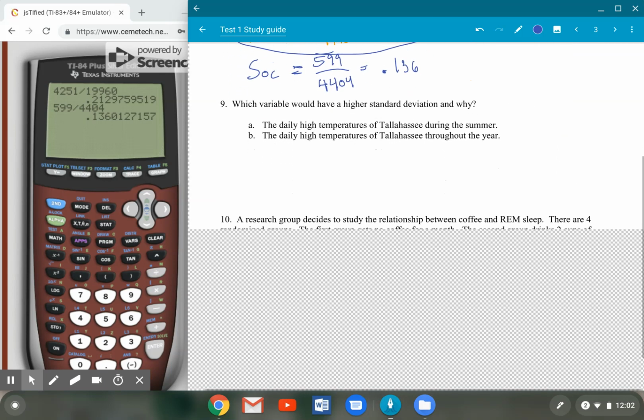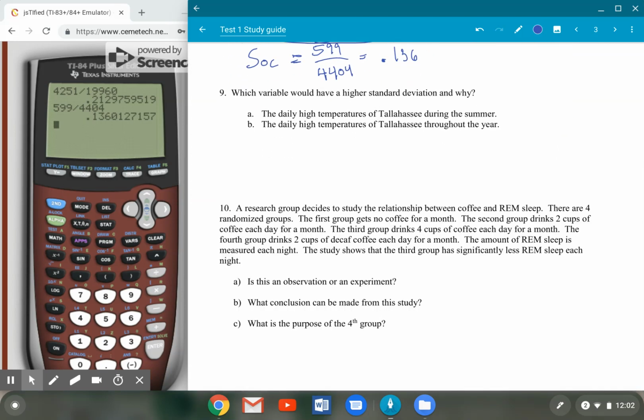Moving to number 9, which variable would have the higher standard deviation and why? A is the daily high temperatures of Tallahassee during the summer, and B, the daily high temperatures of Tallahassee throughout the year. What you're going to remember here is that standard deviation is a measure of spread. So we're saying which of these has the higher standard deviation, which has the higher spread.